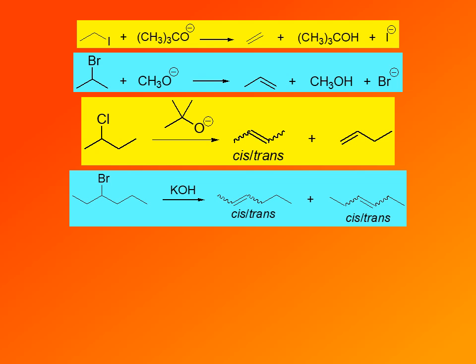And sometimes we get even more complex mixtures, as in this case of 3-bromohexane when we get 2 and 3 hexenes and cis and trans isomers of each, so we get 4 products. So as you can see, sometimes reaction is not that useful because we tend to get rather complex mixtures.